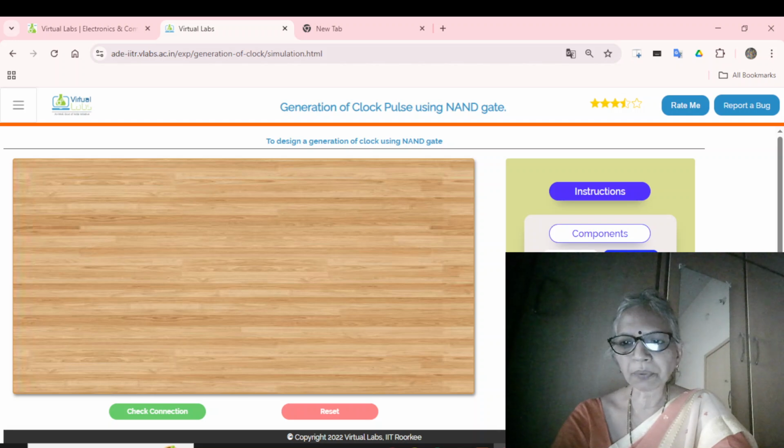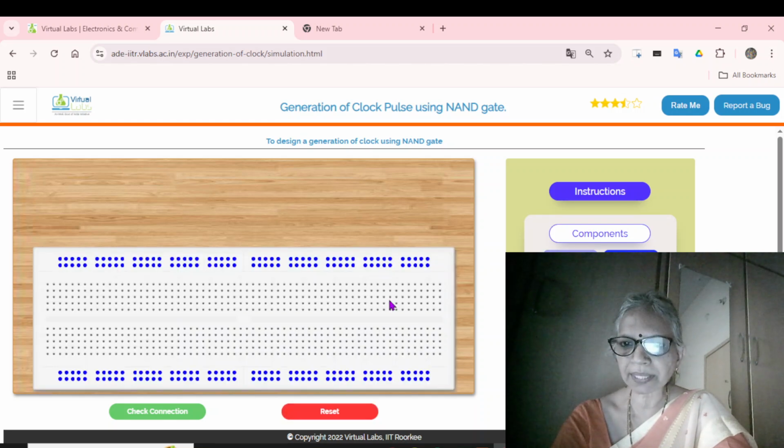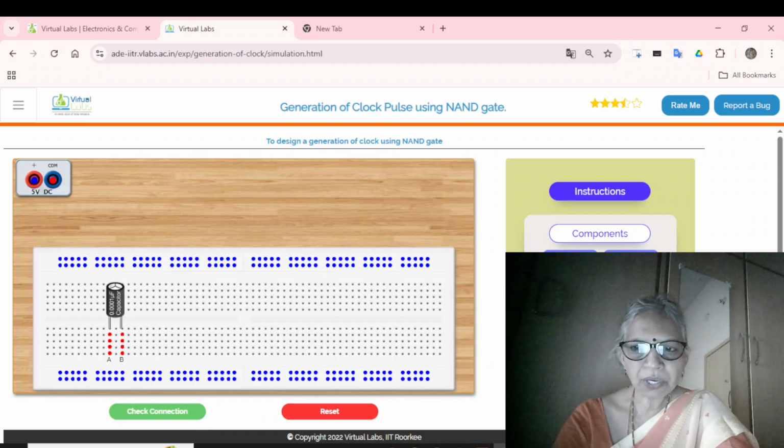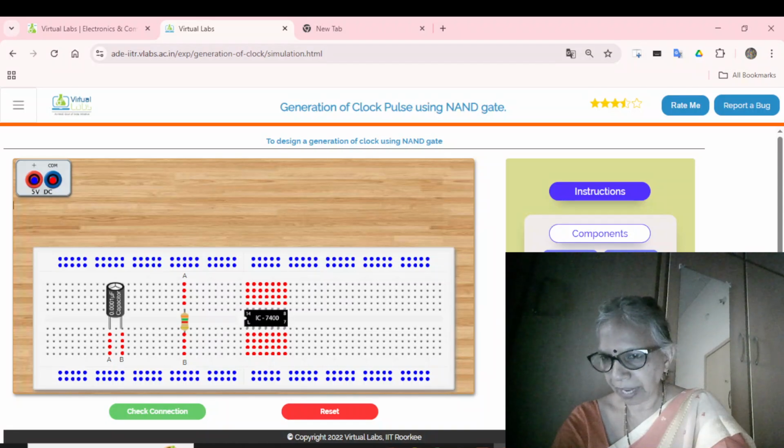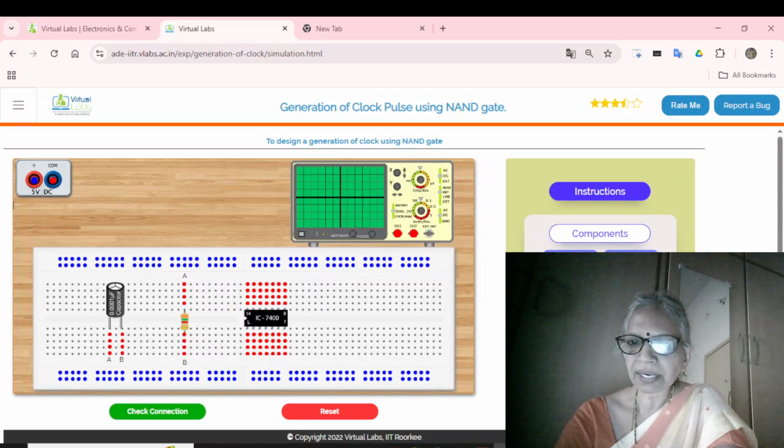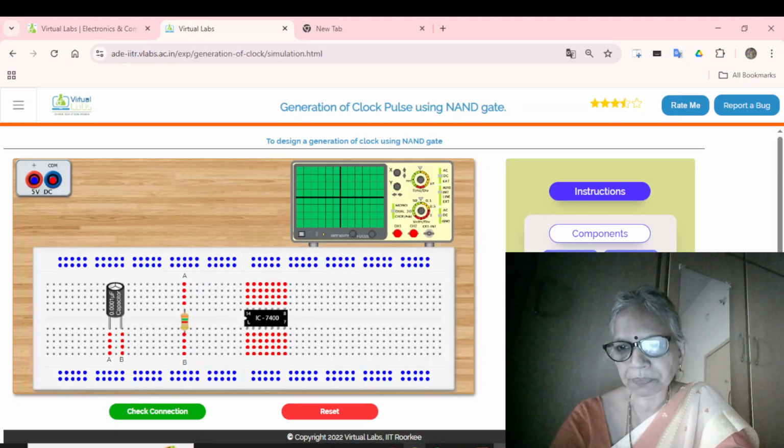So let me take the breadboard and all the components. The breadboard has come, a supply, a 0.001 microfarad capacitor, a 35 kilo ohms resistor. This is your NAND gate used as clock, and a CRO to see the wave pattern.